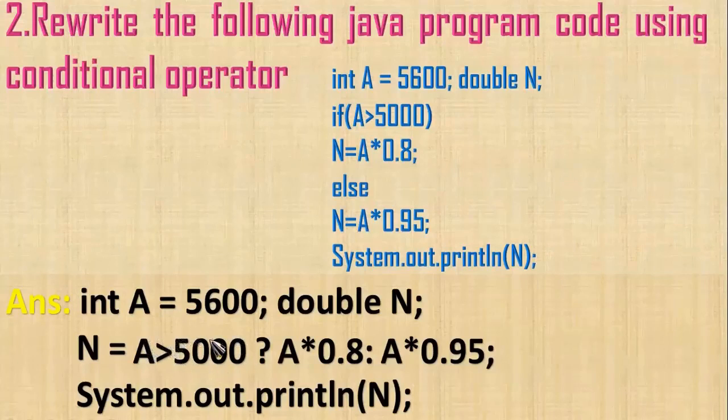So if the condition is true, this part is executed and stored in N. Otherwise this part is calculated and stored in N. Here the calculation is nothing but taking 80% of the amount. False means it will take 95% of the amount.